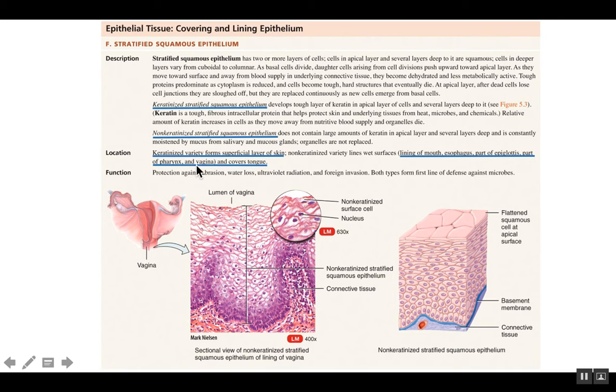So the function of this is typically protection. That's the reason why there's many layers of cells, to really protect that organ from abrasion, protect it from, for example, in the skin, UV light and foreign invasion. So if a microbe tries to penetrate, it's very difficult for a microbe to penetrate through many layers of cells.